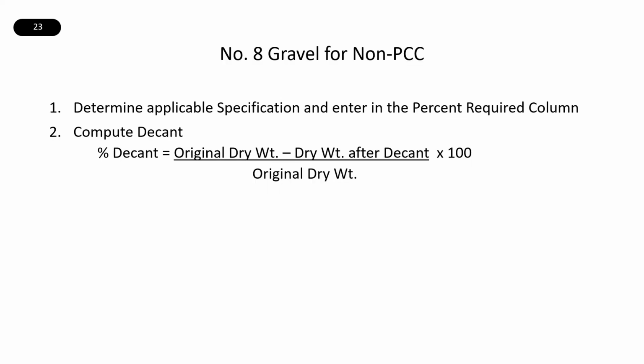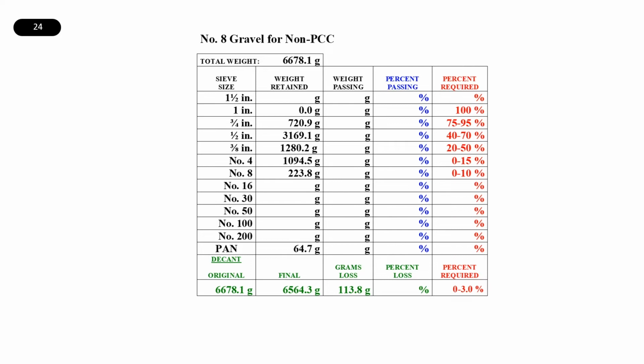In step 2, we can calculate the decant. The formula is shown here. If you're trying to memorize this formula, note that the amount of material removed by decant is divided by the original dry weight of the sample, in this case 6678.1 grams. The original dry weight of the sample is 6678.1.